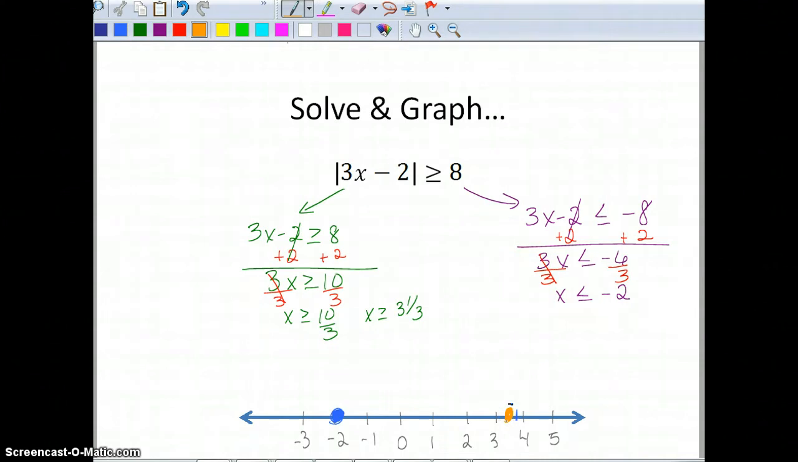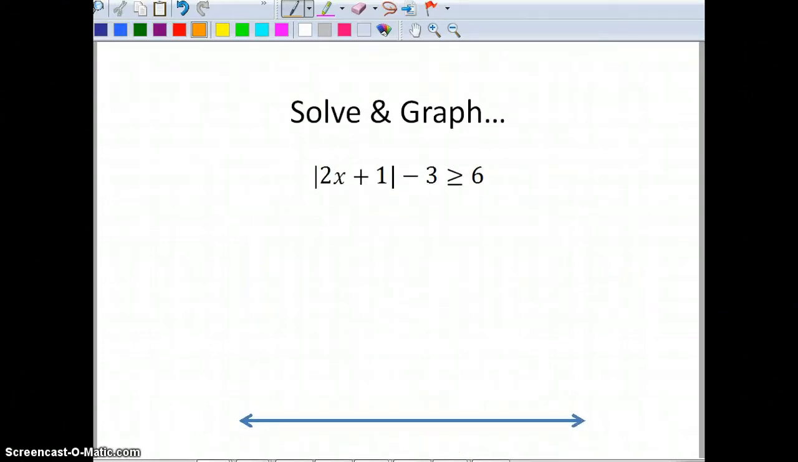Now I have to figure out where I'm going to shade. Now where is x larger than 3 1/3? Going out, or to the right. Now where is x smaller than negative 2? Well, the numbers get smaller as I go to the left. So this one shades outward. What kind of statement do I have? I have an or statement. So on these, you're not going to know what kind of statement you have until you graph.